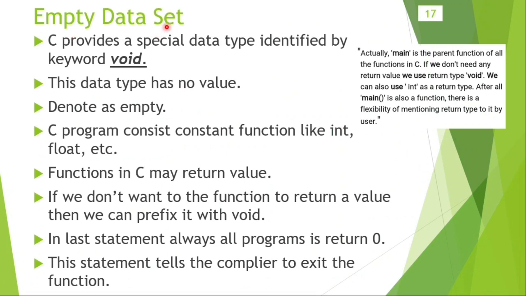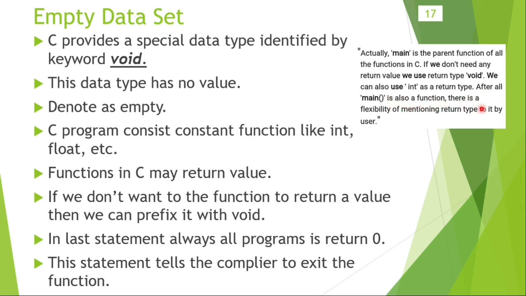Empty data set, as the name says, C provides a special type identified by the keyword void. So let's check first what is void. Actually main is the parent function of all the functions in C, right? If we don't need any return value, we use return type as void. If you don't know about the data types and values, we have to write void. We can also use int as a return type. Int main we are writing. After all, main is also a function.